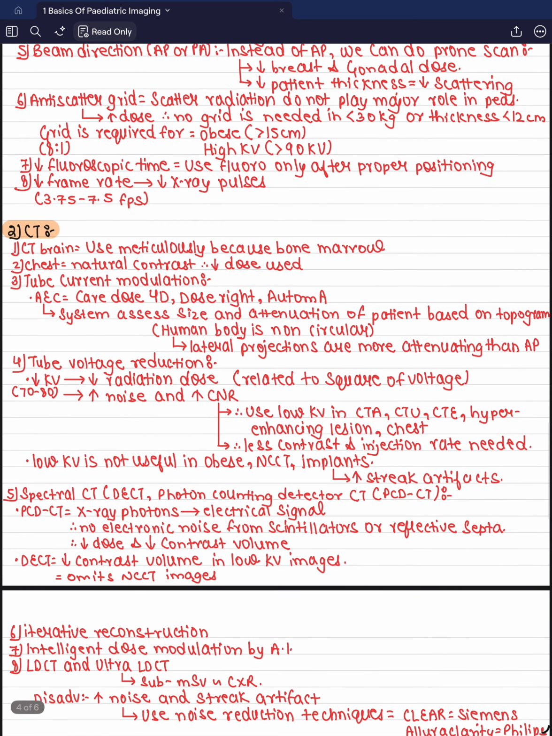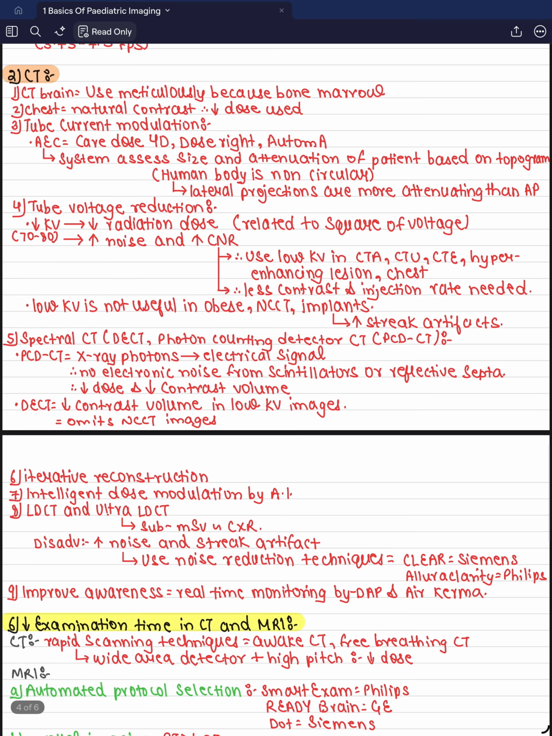Now we have to talk about radiation reduction in CT. First of all, CT brain. What you should keep in mind is that CT brain should be used meticulously, because I told you there is presence of red bone marrow in the head. Second important thing is about chest. In chest there is natural contrast because there is lung, right, which contains air. So there is a very natural contrast. So in chest CT less dose is required.